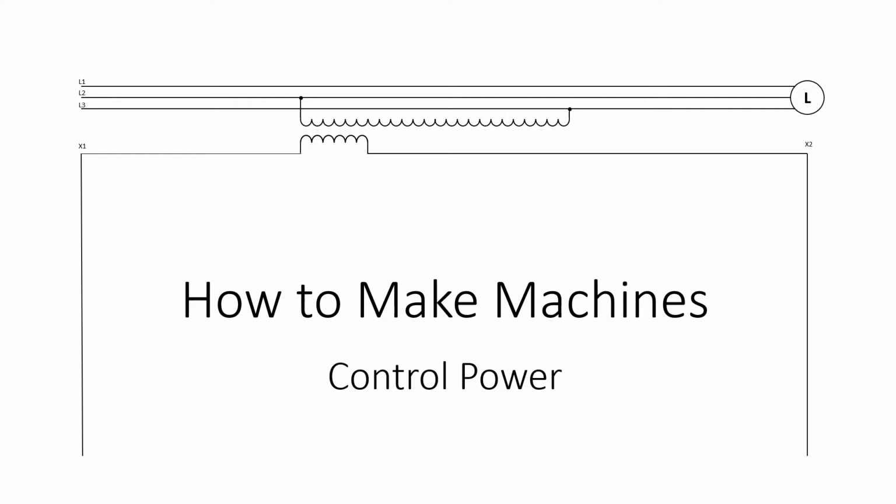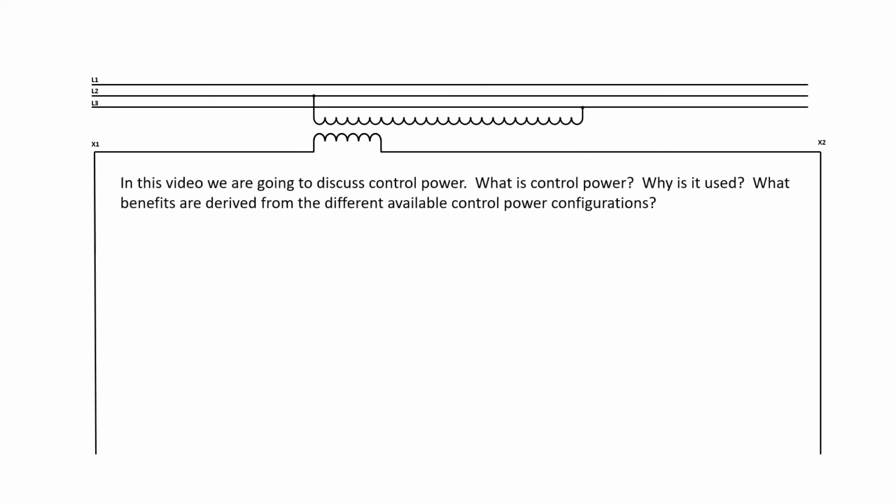How to Make Machines is an educational resource for electricity, automation, and programming. In this video, we are going to discuss control power. What is control power? Why is it used? What benefits are derived from the different available control power configurations?